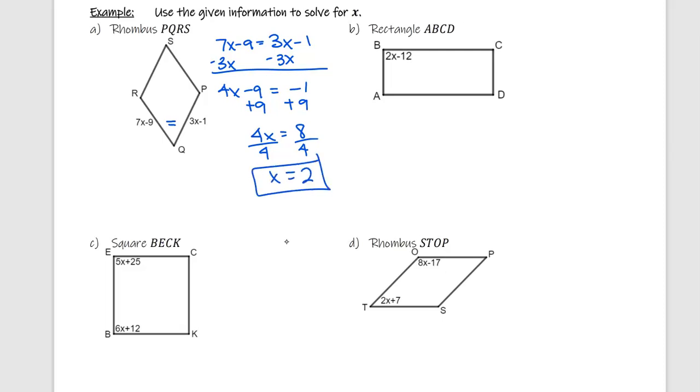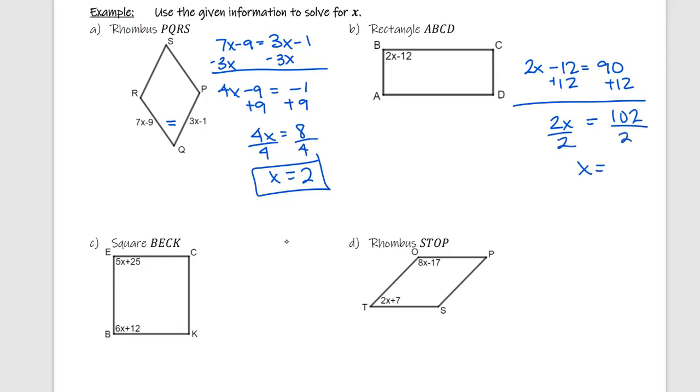On this next example, it's a rectangle, which means all of the corners or angles are right angles. So that would mean that 2x minus 12 is equal to 90, since that would be a right angle. And then we want to solve by adding 12 and then dividing by 2. So x is equal to 51.